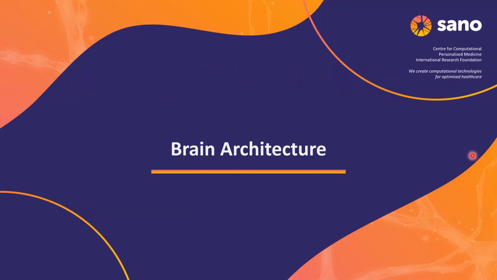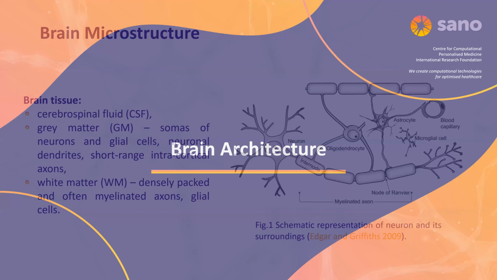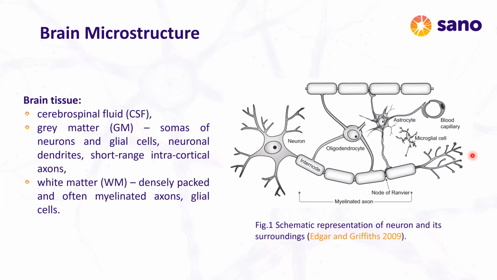And first, let's explain how our brain is built. The brain tissue separates into three types: cerebrospinal fluid, gray matter, and white matter. The cerebrospinal fluid is a clear colorless fluid that is a mixture of water, proteins, ions, neurotransmitters, and glucose, and that occupies the ventricular system and subarachnoid spaces.